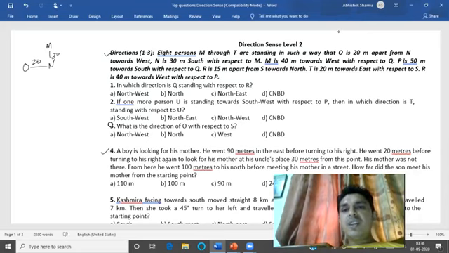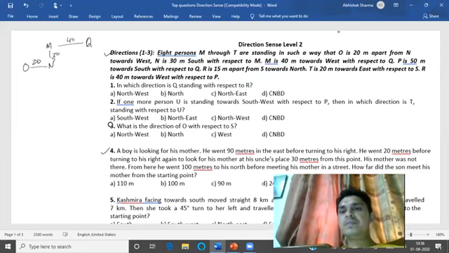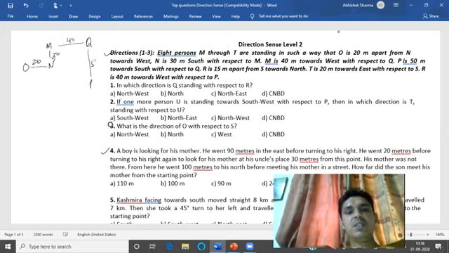M is 40 meter toward west with respect to Q. So M is 40 meter west with respect to Q. This can be the situation. Thereafter P is 50 meter towards south with respect to Q. So this can be the situation. P is 50 meters towards south with respect to Q.